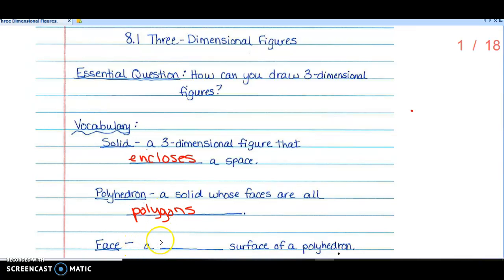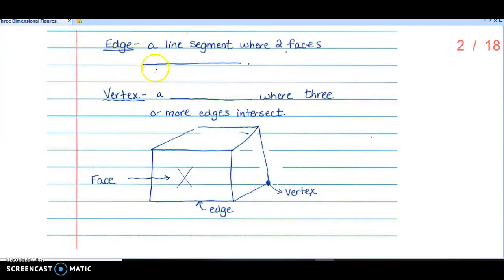Face is another one that you're going to hear, and that is a flat surface of a polyhedron. So that is just going to be those shapes, the flat shapes that you see that make up a 3D shape. Okay. One of the other vocabulary words you're going to see is edge. Okay. An edge of a shape is a line segment where two faces intersect.